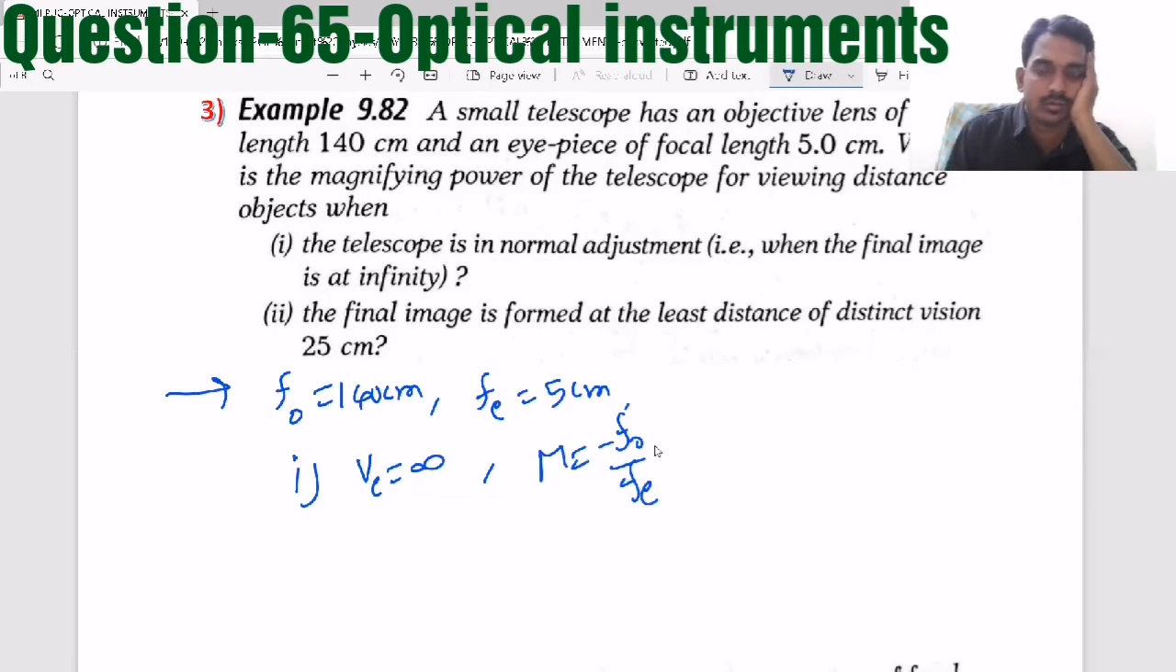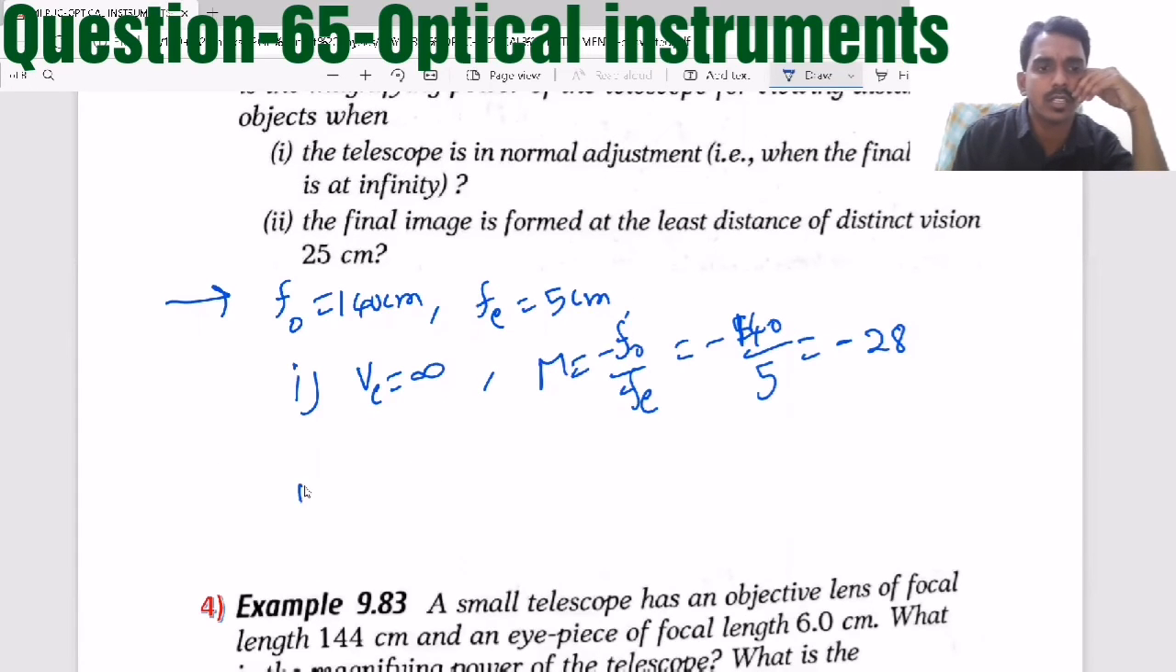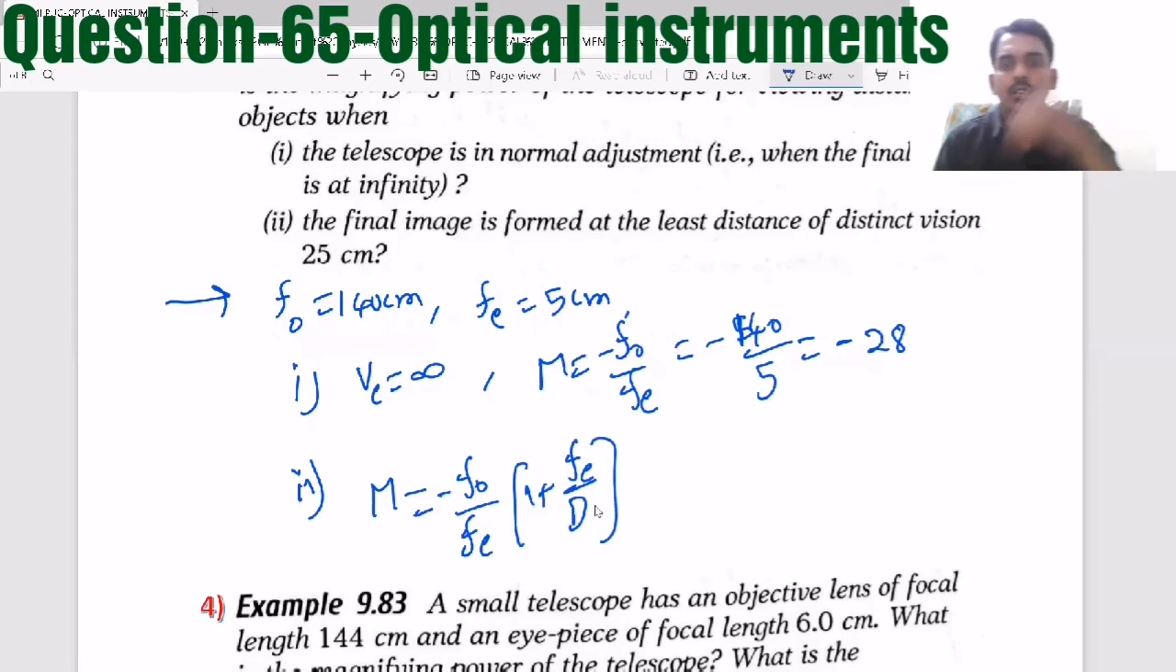So f naught, fe, all the values they have given. F naught is 140, fe is 5. So 5 into 28, so the magnification is how much? 28. Now the final image is formed at the least distance of distinct vision. So this is also again a direct question. So m equal to minus f naught by fe into 1 plus fe by d. So d value they have given as 25 centimeter. Just substitute and then calculate it. So it is direct formula based.